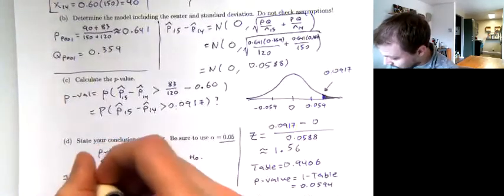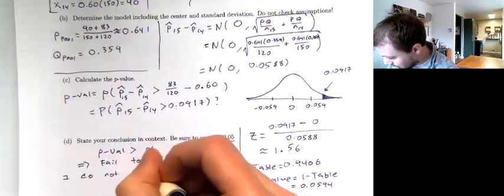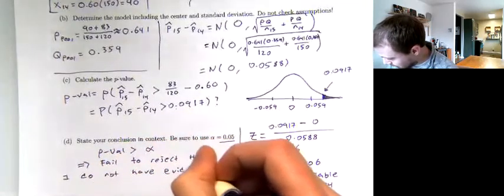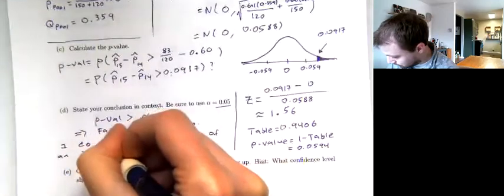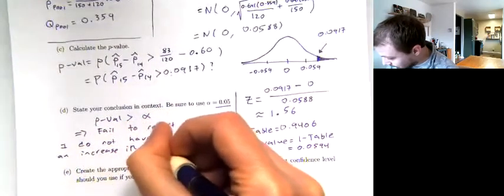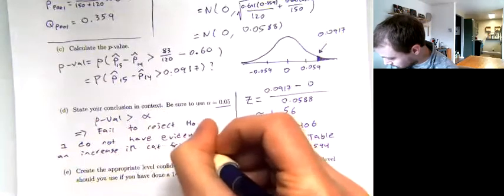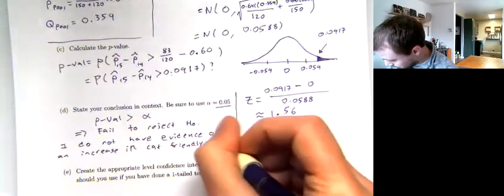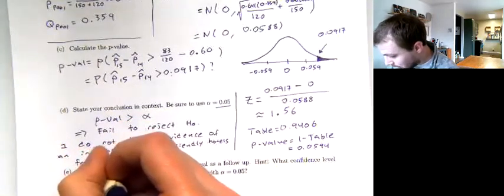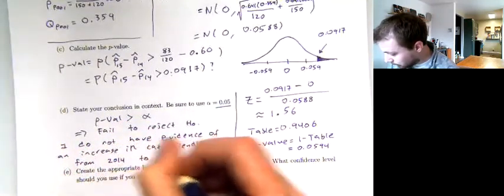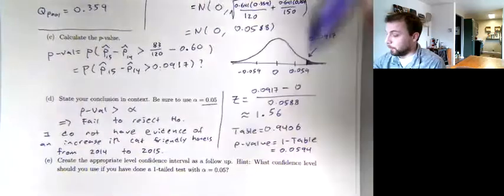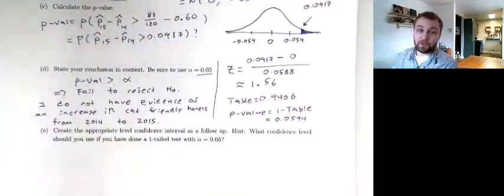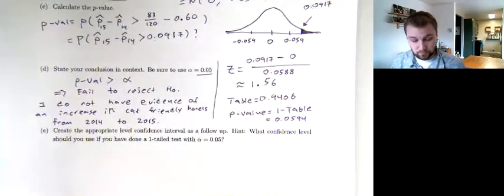I do not have evidence of an increase in cat-friendly hotels from 2014 to 2015. So were I to follow this thing up with a confidence interval, I should notice that that interval includes 0, that there's no discernible difference between the two groups.